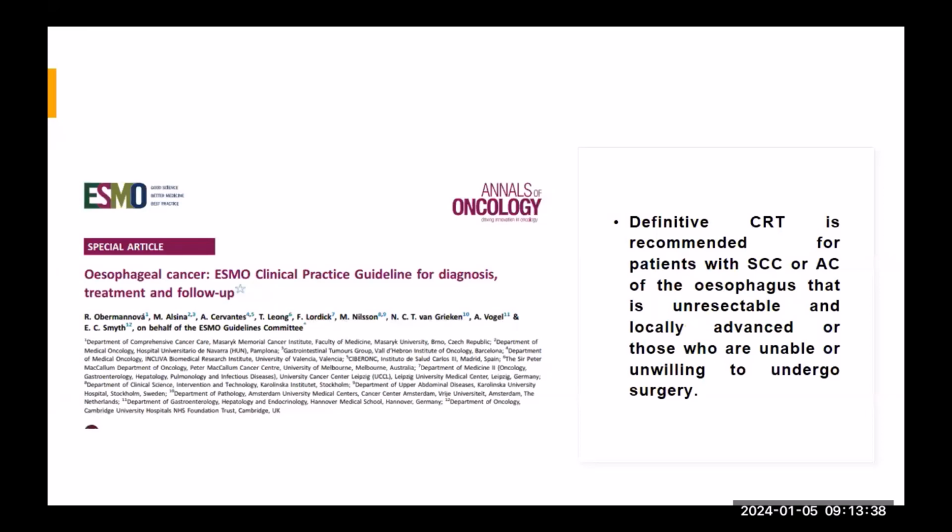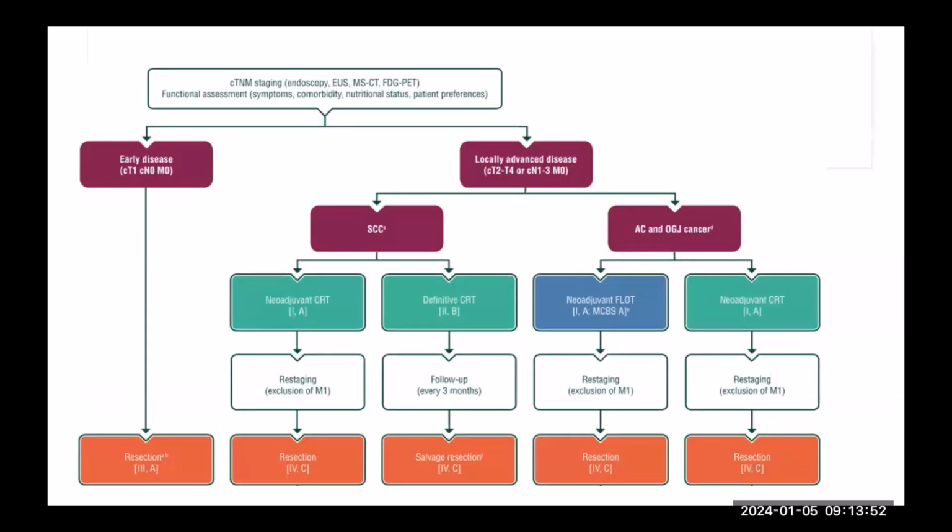If you see the ESMO guidelines, definitive chemoradiotherapy is recommended for patients with squamous cell carcinoma or adenocarcinoma of the cervical esophagus and thoracic esophagus that is unresectable and locally advanced, or those who are unable or unwilling to undergo surgery. Particularly for squamous cell carcinoma, definitive chemoradiotherapy followed by close observation and salvage surgery on progression remains a fair option in squamous cell carcinoma.